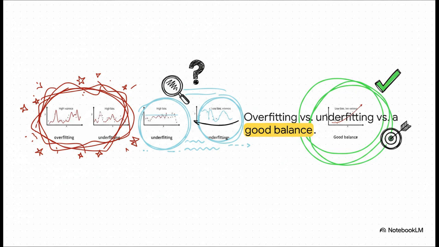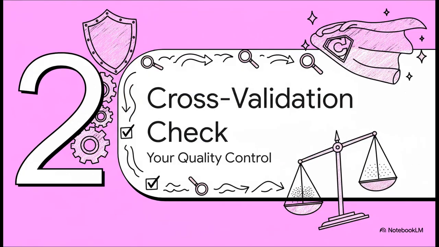Then, in the middle, you have underfitting. This model is the opposite. It's too simple. It has high bias, meaning it didn't even learn the basic pattern in the data. And what we're always aiming for is that beautiful sweet spot on the right, a model that gets the general idea, the main trend, without getting bogged down by every little detail. So the big question is, how do we find that perfect Goldilocks zone? How do we make sure our model isn't overfitting or underfitting?